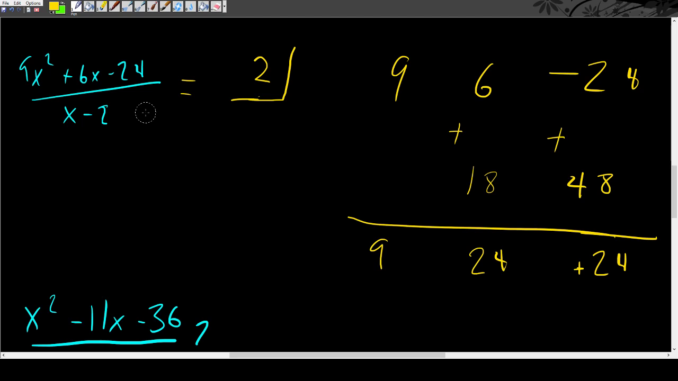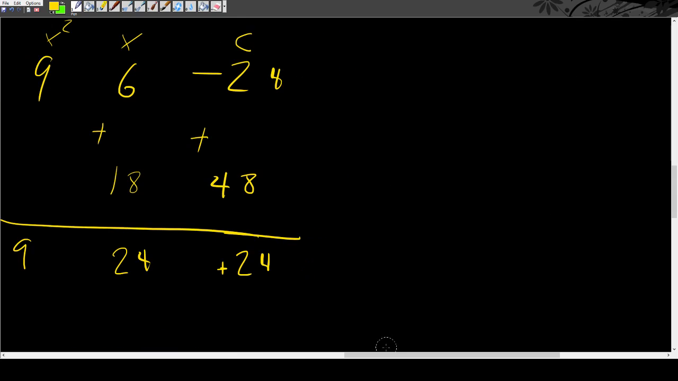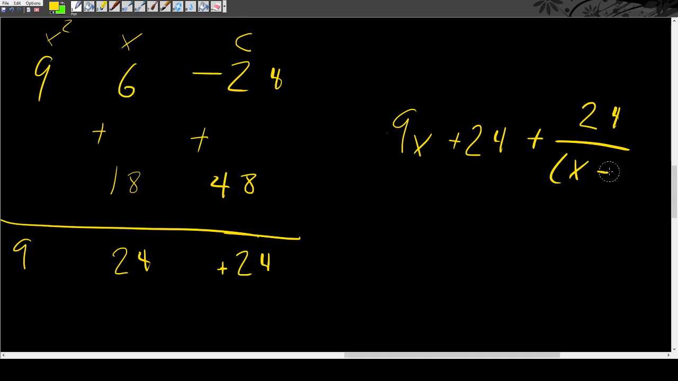This becomes 9x instead of x squared. You just shift over, so you can write this like x and then constant. This 9 becomes x, this becomes the constant, and this becomes your remainder, is what they call it. And you just put whatever you got down here over what you're dividing by. So all written out, this is 9x plus 24 plus 24 over x minus 2. And that's your answer for that.